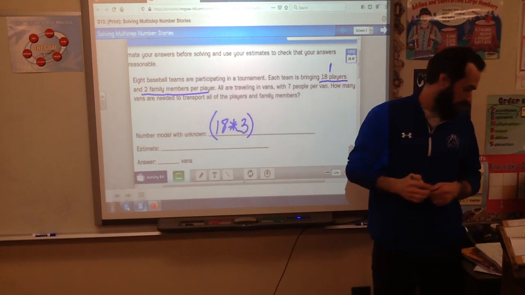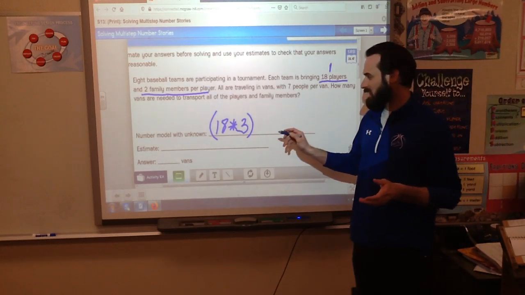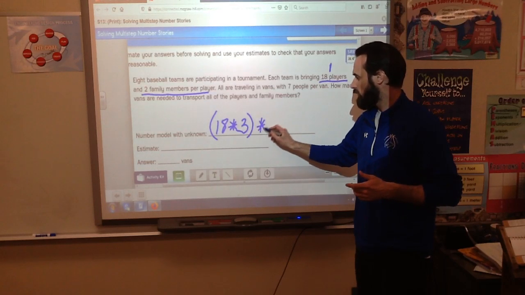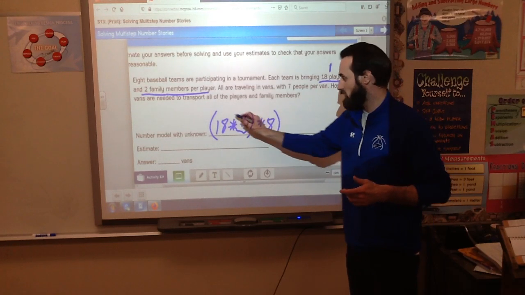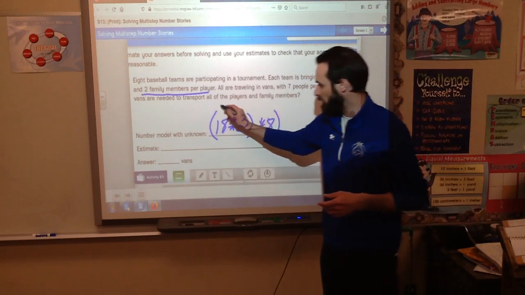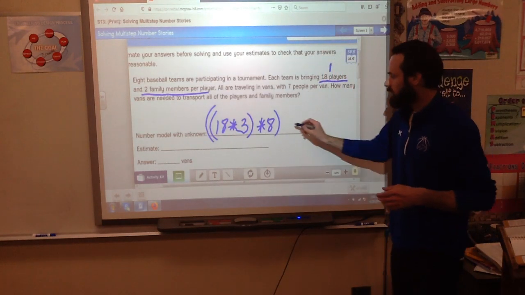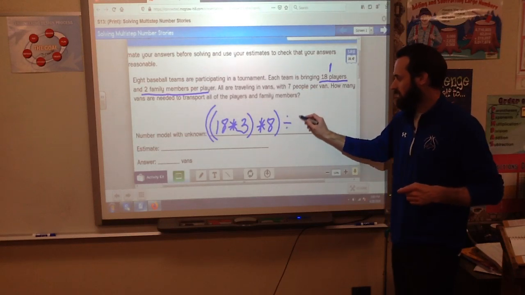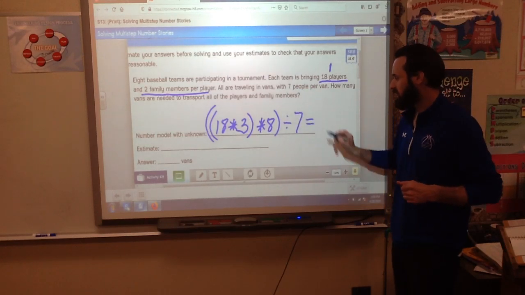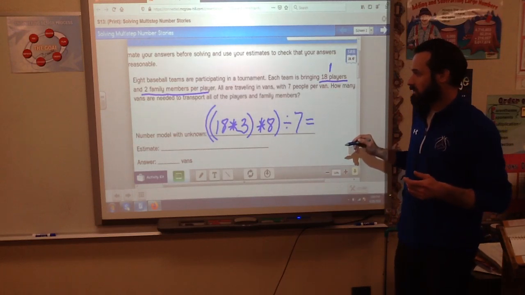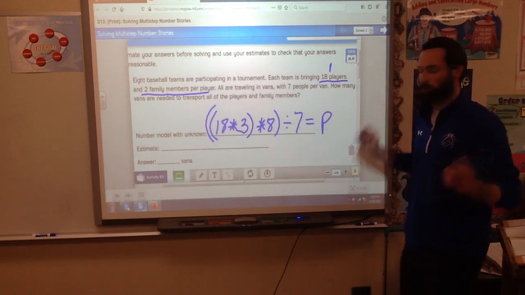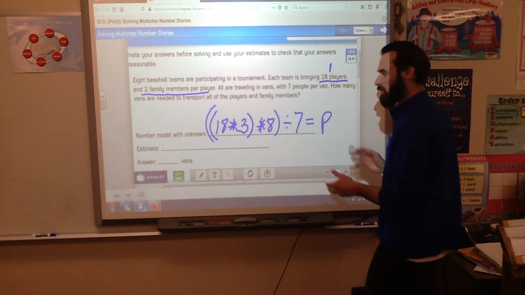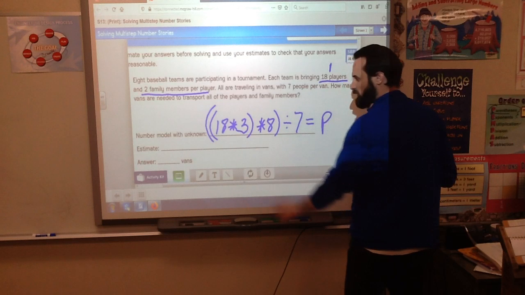And then there's going to be 8 teams. So it's 18 times 3 times 8, which is a lot. I'll admit that. We'll put that in parentheses. And after we're done with that, they're all traveling in vans that can carry 7 people. So we have to divide by 7. And that's going to tell us P for people. So a lot of work to do here. And when you're doing this, that's why we put the parentheses. You do the innermost parentheses first.